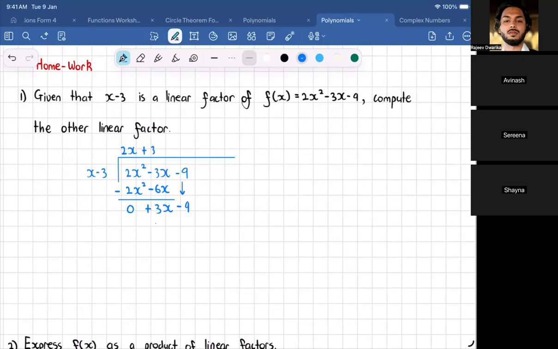Because 3 by x would give me back 3x. Right? And then 3 by minus 3 is 9. Right? Minus 9. Great. So then we're going to subtract. 3x minus 3x is 0. Minus 9 minus minus 9 is also 0. So the other linear factor is 2x plus 3.